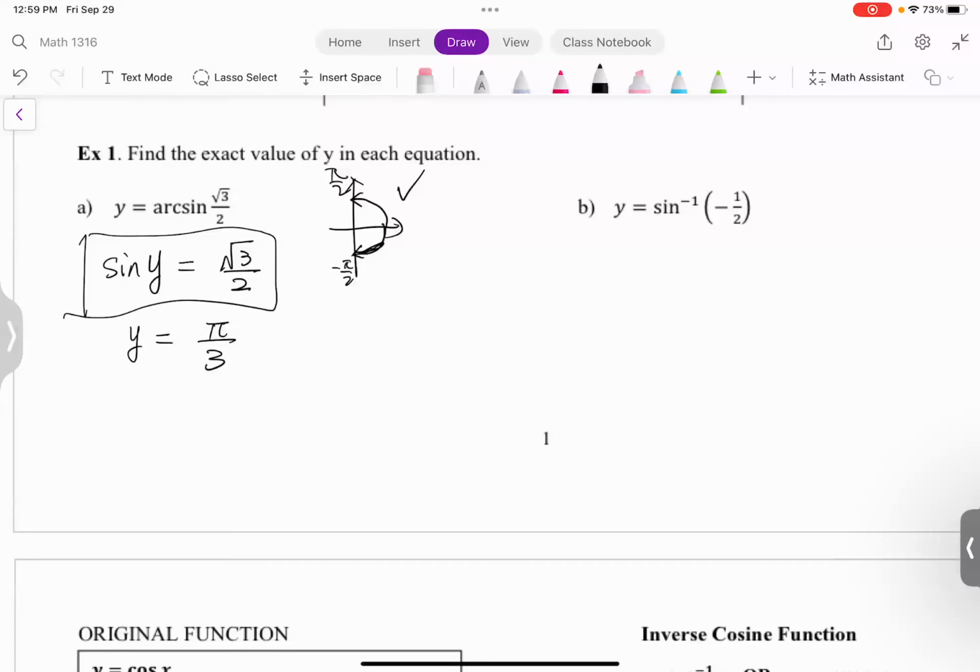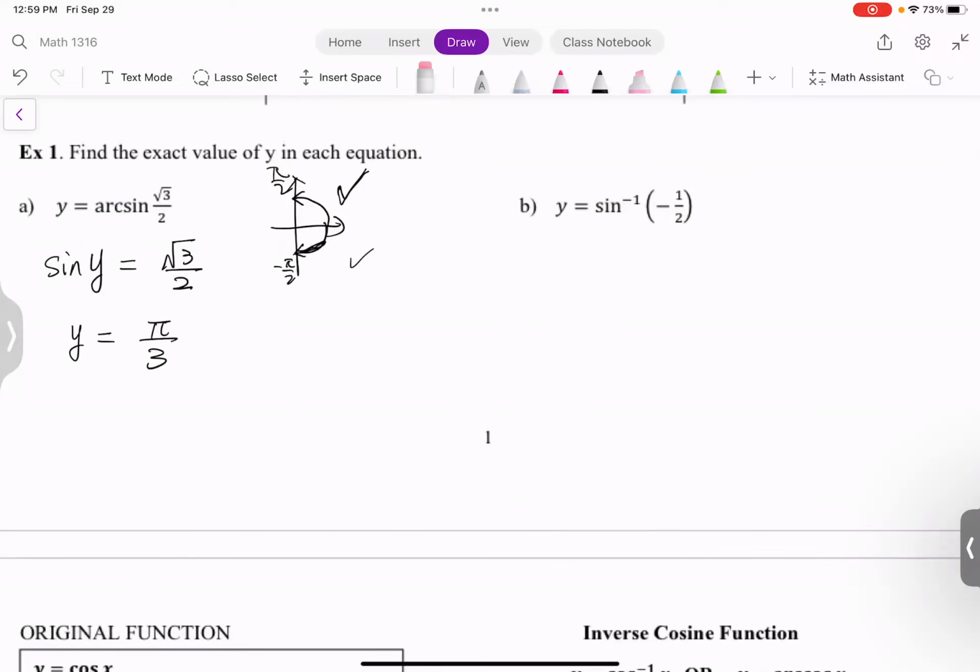go to my memory and see where my angle y is. The sine has the inverse function, so I can only have the angle in the first quadrant and fourth quadrant. So it's between negative pi over 2 and pi over 2. I know the value is positive, so it must be in the first quadrant. So I can see y equals pi over 3. Let's see the next one.